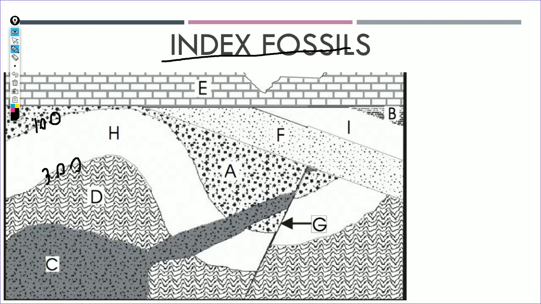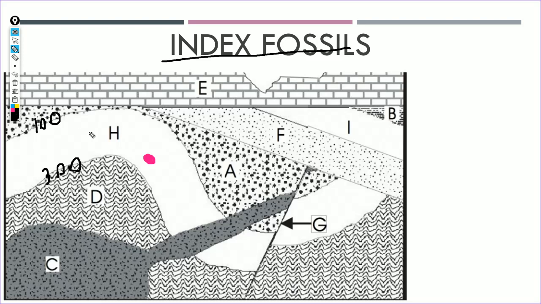But let's say we find a fossil in this little layer over here. Let's say the fossil's like right here. Well, how old is that fossil? In reality, we have no idea how old that fossil actually is. We know it's between 100 to 300 million years old, but we don't know where within that time it would be. That's 200 million years of a gap that we don't know.